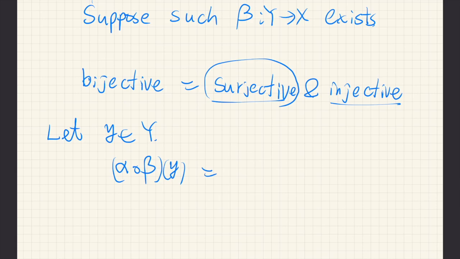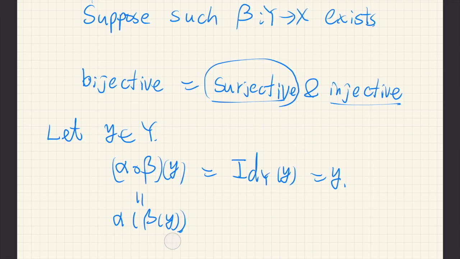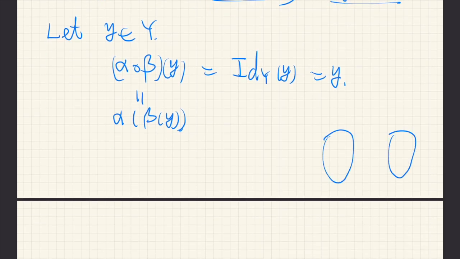So from assumption, this is equal to ID y. So this is equal to y. And on the other hand, this is equal to alpha of beta of y. So this is an element of the image of alpha, right? So let's see, we have x and y. We have alpha. So the image of alpha in y is always a subset of y, right? So this is the image of alpha.